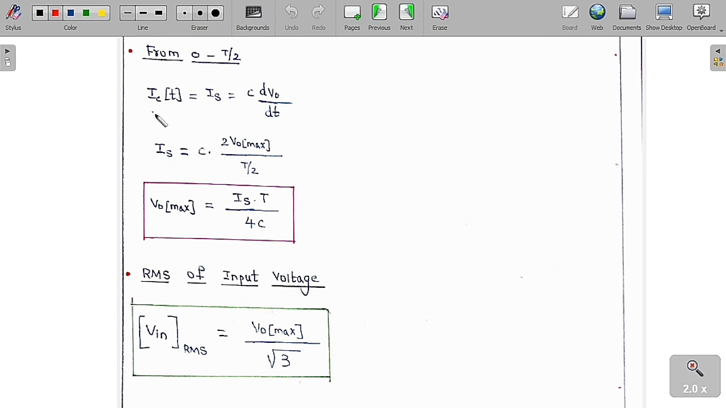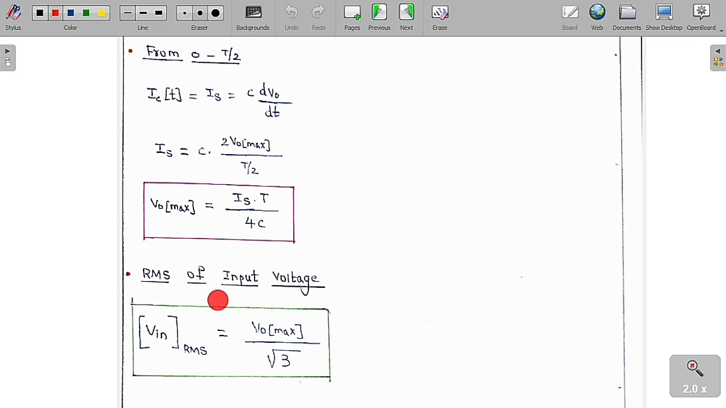From 0 to T by 2, I want to write the expression of the capacitor voltage and the capacitor current. So I0 of t is equal to C into d V0 divided by dt. But I0 of t is equal to Is in this case. So Is is equal to C into the amount of change, which is 2 V0 max, by T by 2. If you solve this, we get V0 max is equal to Is into T by 4C. This is the maximum value of the output voltage, which is plus V0 max and minus V0 max.